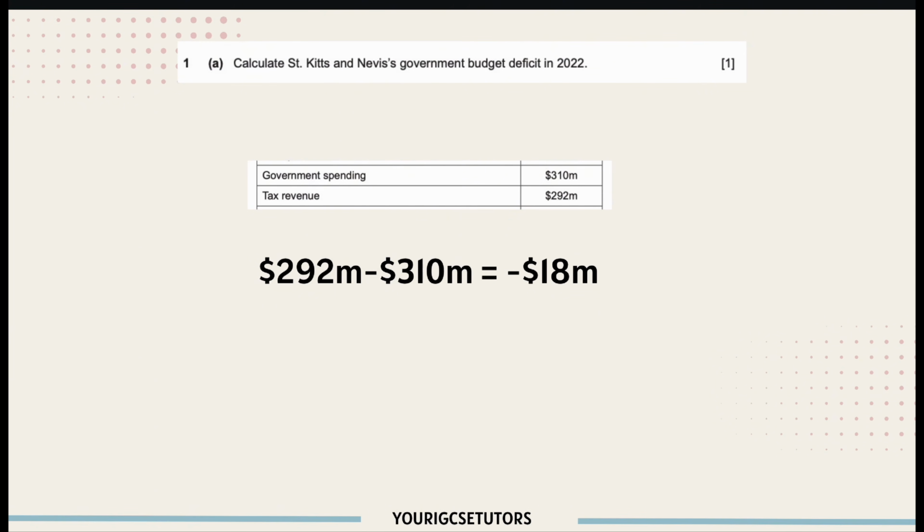Question 1A. Calculate St. Kitts and Nevis government budget deficit in 2022. So, budget deficit means that the government spending is more than the tax revenue. So to find the budget deficit, you need to use tax revenue minus government spending. So it is 292 minus 310, you will get negative 18 million.